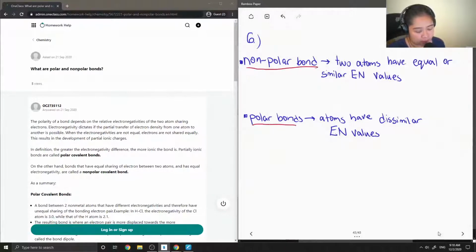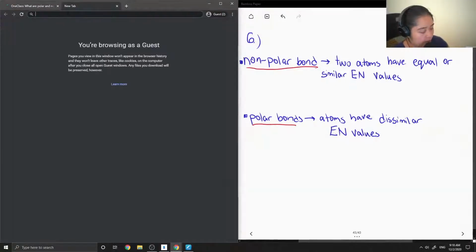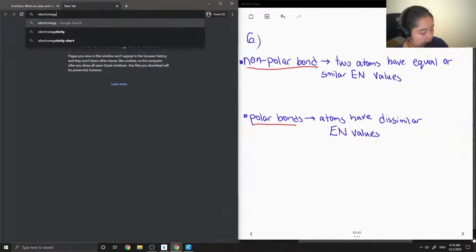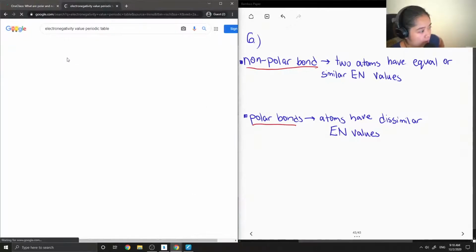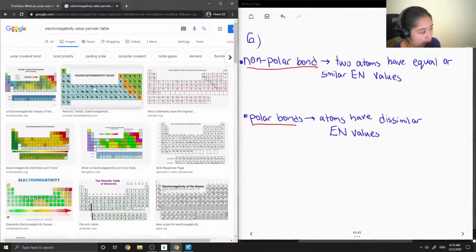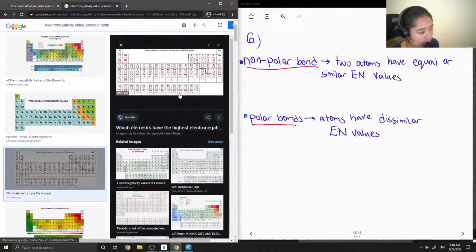Okay, so I'm going to write out some examples, and I'm also going to just Google an electronegativity value periodic table, just so that we can show all of them. This one's a bit clear.